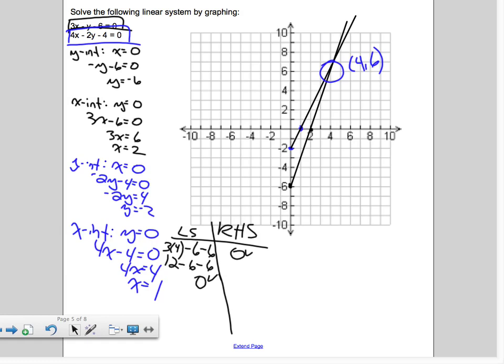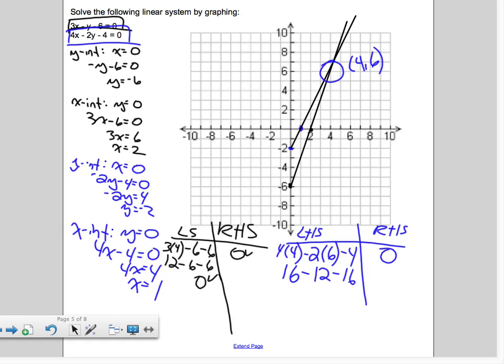Blue one. Left-hand side, right-hand side. So now the right-hand side is 0. The equation is 4 times x, which is 4 times 4, minus 2 times y, which is 6, minus 4. So 4 times 4 is 16. Minus 2 times 6 is 12. Minus 4. There I got 4 minus 4, which is 0.